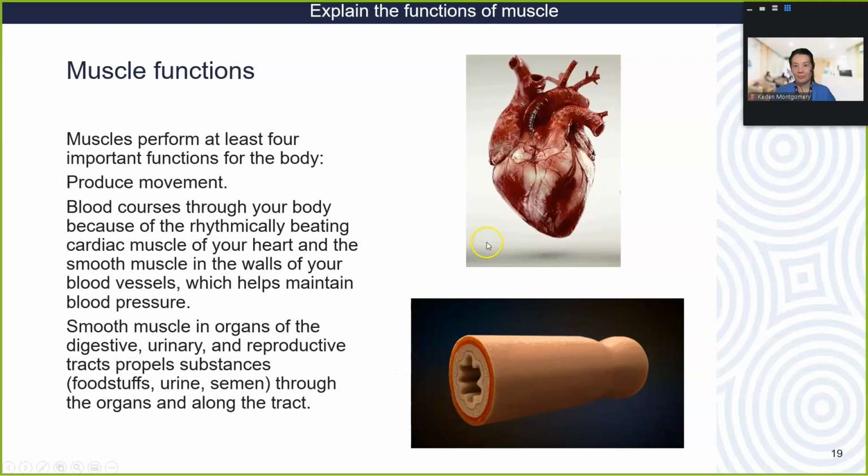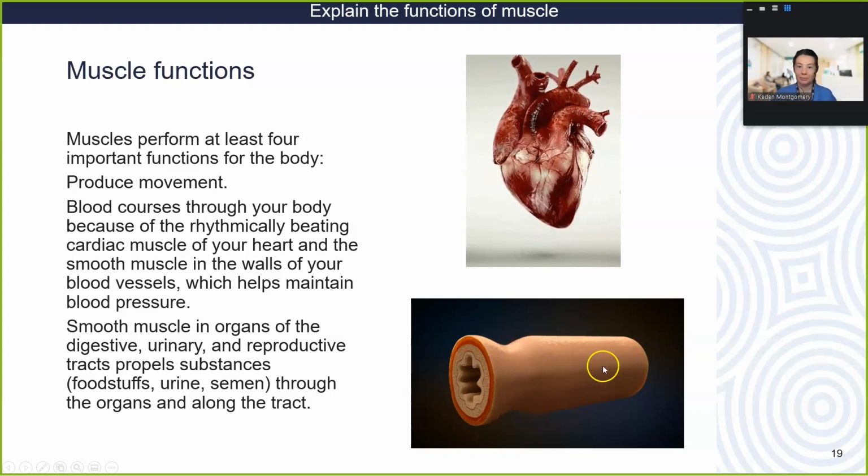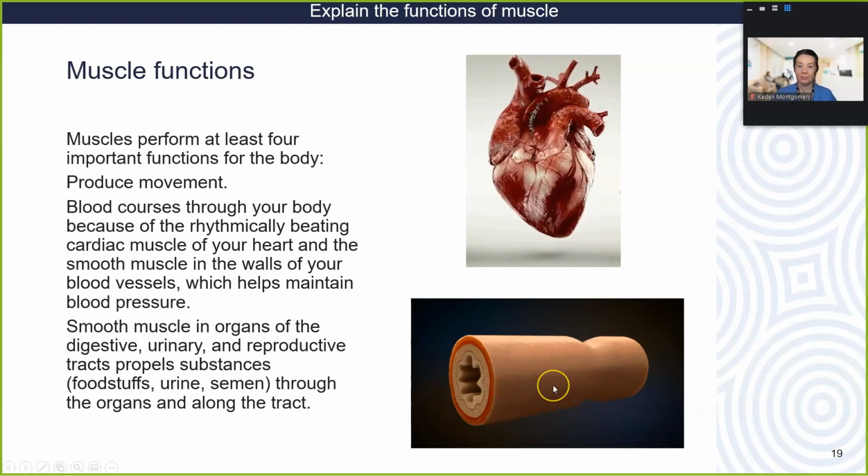And not only do they move our skeleton, but they also move stuff around. This is kind of a bit creepy, isn't it? But anyway, this is the heart, as you know, and it's a muscle, and it moves blood around. This could be like a digestive system. And can you see how it's contracting? When it does that, it moves food along, or feces along, or whatever along, okay? So we use muscles to move stuff around.